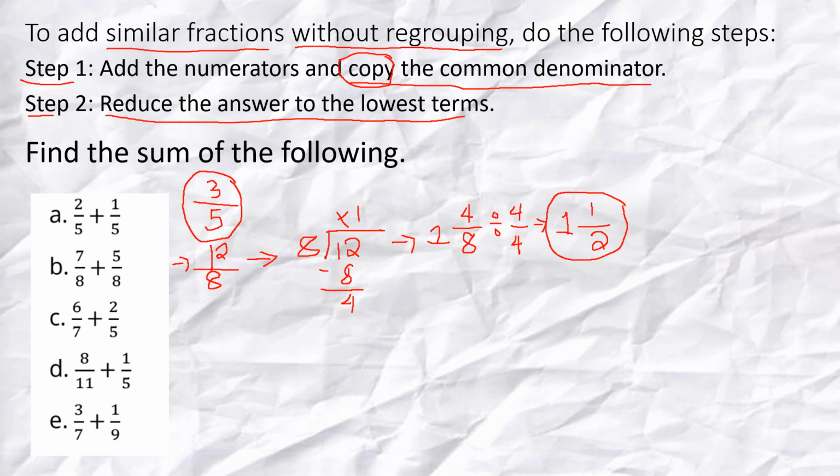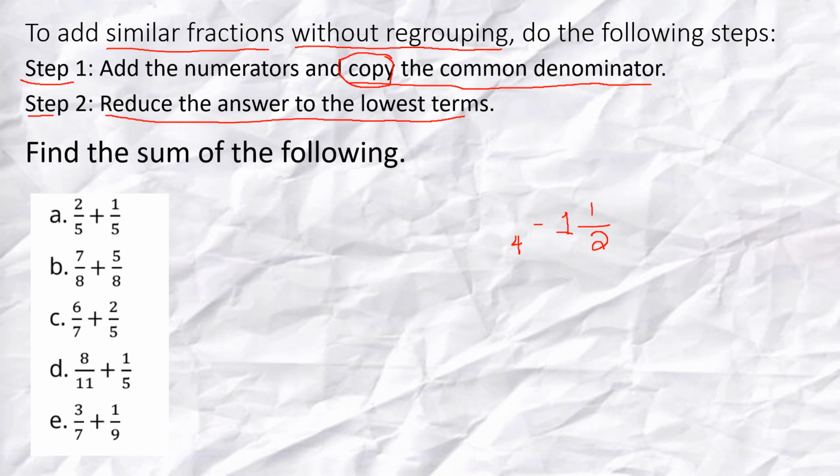Letter C, 6 over 7 plus 2 over 5. As you can see here, both numbers are dissimilar fractions. Their denominators are not the same. So in this case, to solve this kind of problem, we need to get first the LCD of 6 over 7 and 2 over 5.